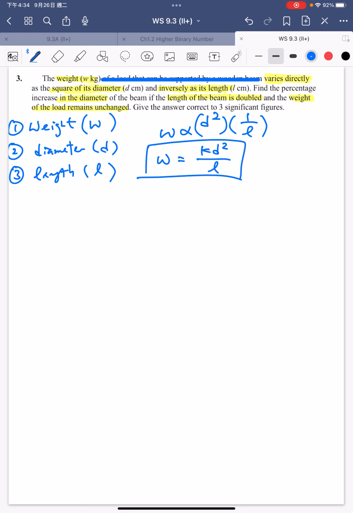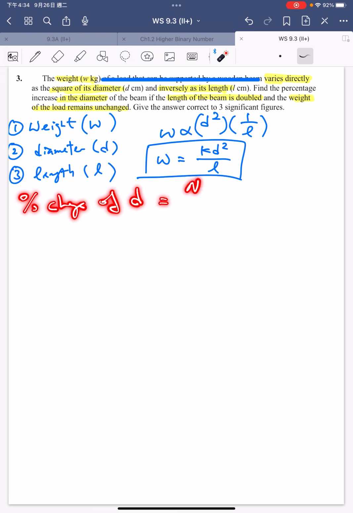So now they're asking something very strange. They're asking not the percentage change of the weight, but this time the percentage change of the diameter. So then we need to change D to become our subject. As you still remember, the percentage change of D, the diameter, should use the new value of D minus the old value of D divided by the old value of D.